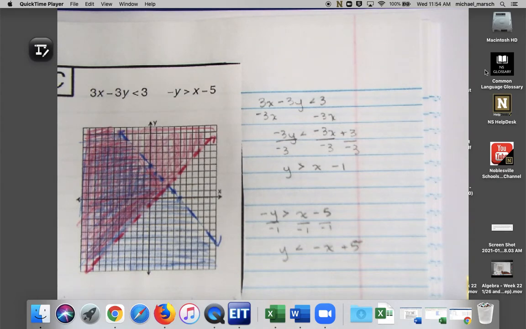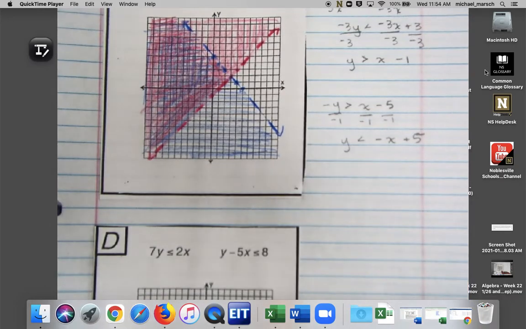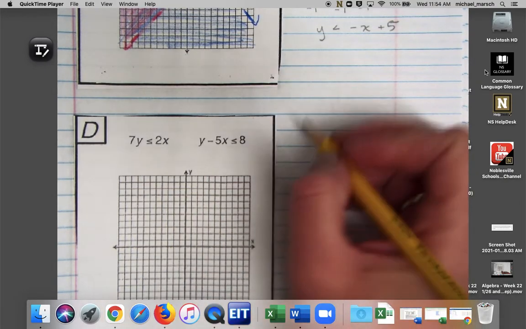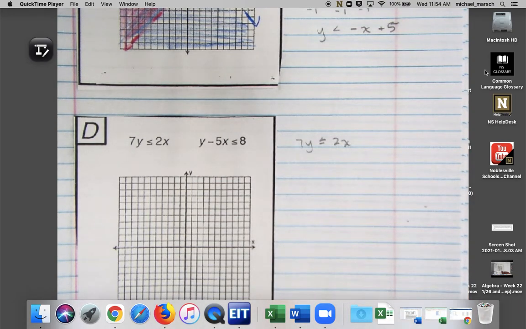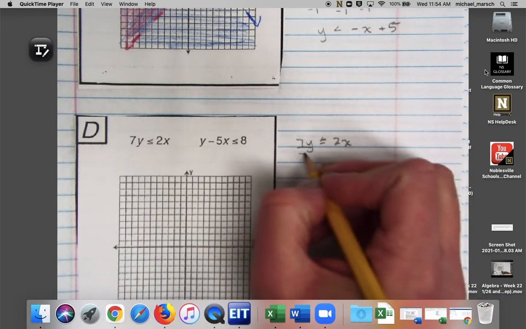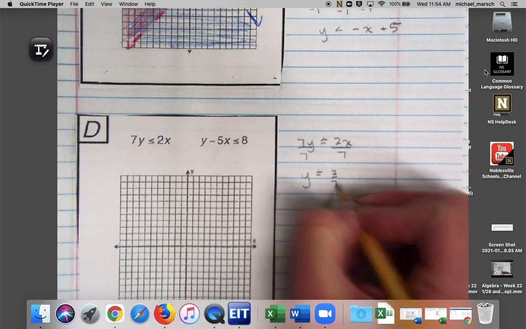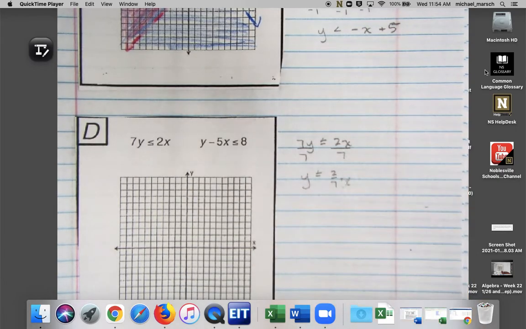All right, we can work on D now. How's everybody doing? Am I going too fast? Is this okay? No, that's fine. Okay. So let's look at this first inequality. We have 7y is less than or equal to 2x. It looks strange, but I really only have one step to put this in slope-intercept form. Divide by 7. I don't have to flip the sign. And I don't have a y-intercept, so my y-intercept is just going to be 0, 0.